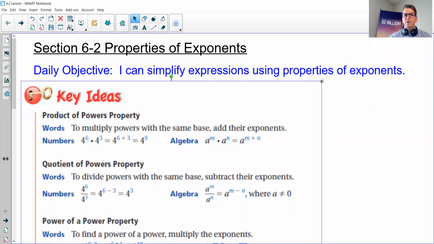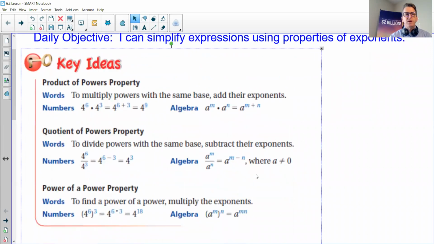All right, so here we go. This is properties of exponents. I'm going to go at a pretty good clip here because using the properties of exponents should be a review for all of you. And if not, this should be a great video for you to refer back to if you have questions. Our objective today is we're going to be able to solve expressions using properties of exponents.